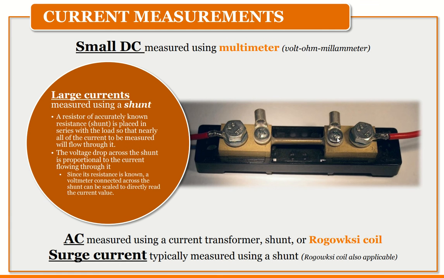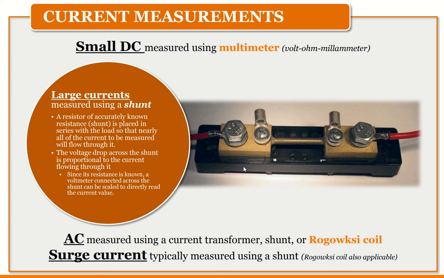So this is for current measurement. For small DC, it is measured using a multimeter, a volt-ohm multimeter. A large current is measured using a shunt, a resistor of known resistance. A shunt is placed in series with the load, so that nearly all of the current to be measured will flow through it.